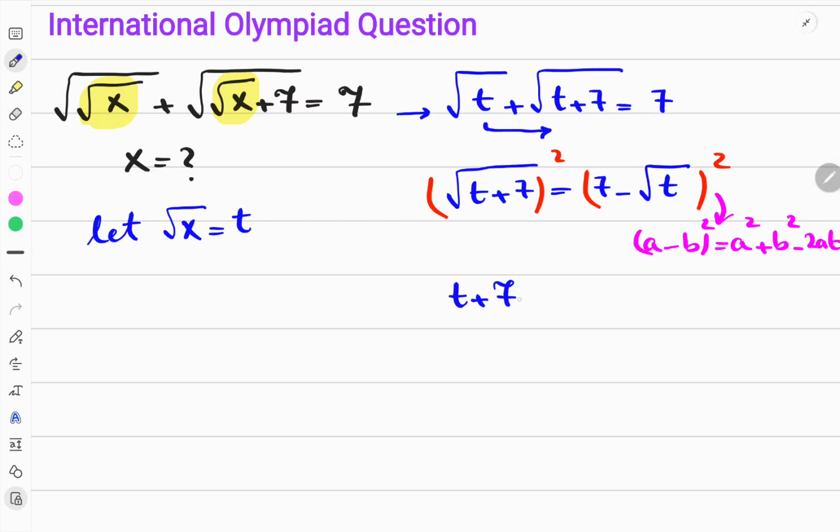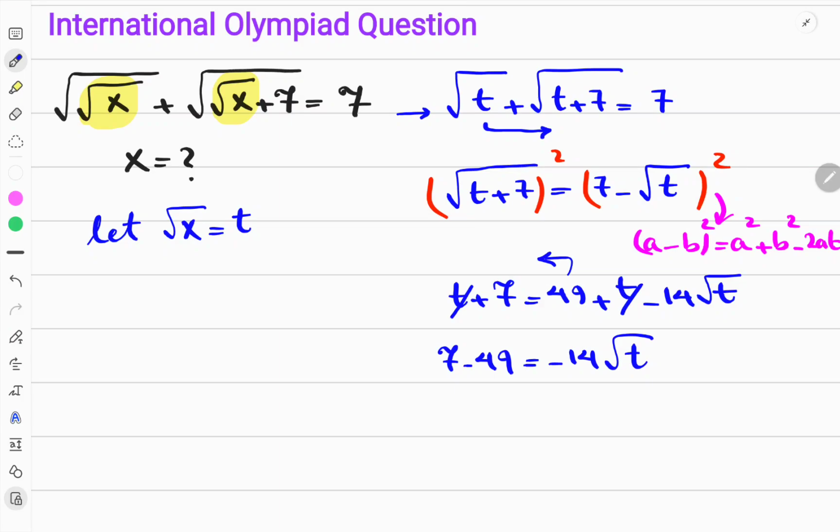So t plus 7 equals 7 squared, which is 49, plus radical t squared, which is positive t, and twice the product of 7 and radical t would be negative 14 square root of t. And you can see that we have one t here and here. You can cancel them out and take 49 to the left hand side of the equation. 7 minus 49 is negative 42.